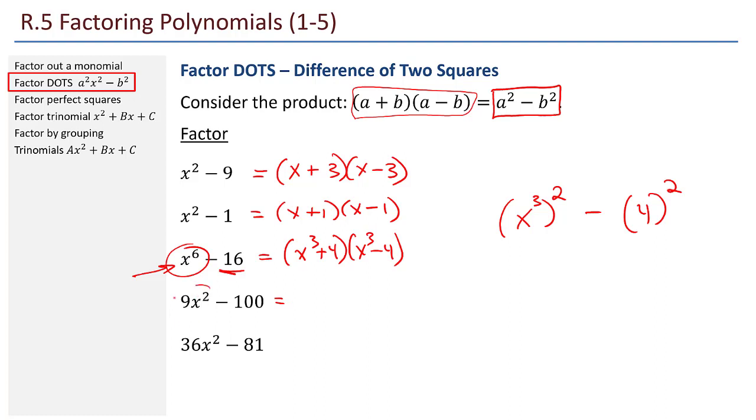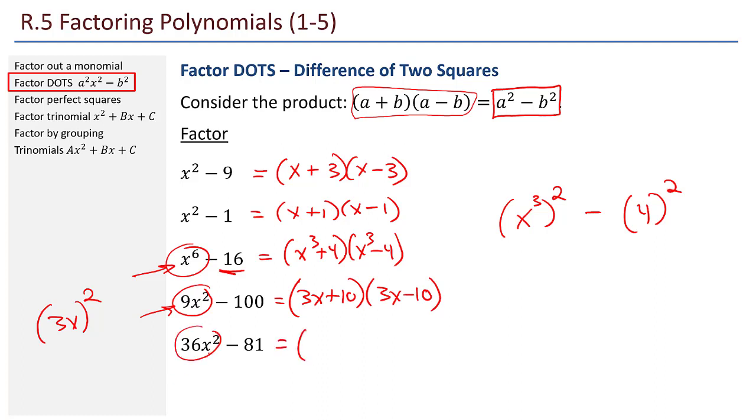All right, next problem. Is that the square of something? That is actually 3x being squared. And then, of course, 100 is 10 squared, so 3x plus 10 and 3x minus 10. And this last one, all right, 36x squared. So maybe 6 and then x, and that's what's being squared on the left, and 81 is the square of 9. So 6x plus 9 and 6x minus 9.